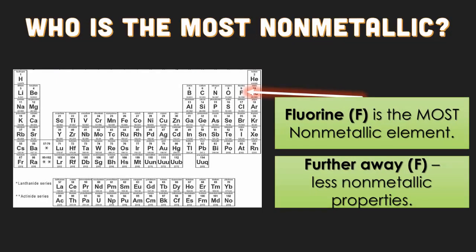So who is the most non-metallic? In this case, it's going to be fluorine in the top right-hand corner. Fluorine is the most non-metallic element. And the further away you get, the less non-metallic it becomes. So if you were to look at cesium, which is Cs on the far left-hand side, cesium is very metallic and not at all non-metallic. Notice that we left group 18 out of this. That's because they're not reactive. So we're not really discussing them as metals and nonmetals in that aspect.